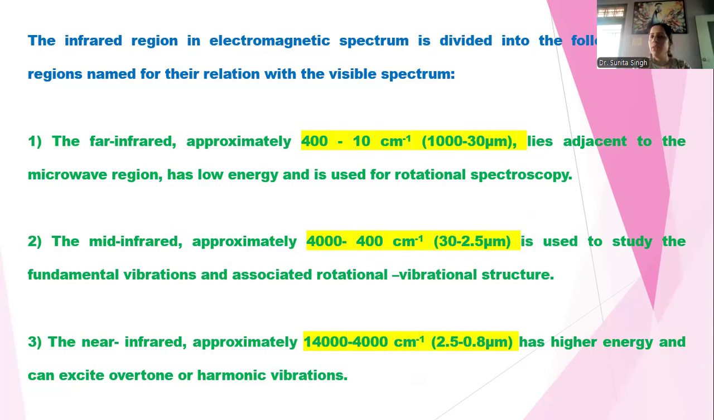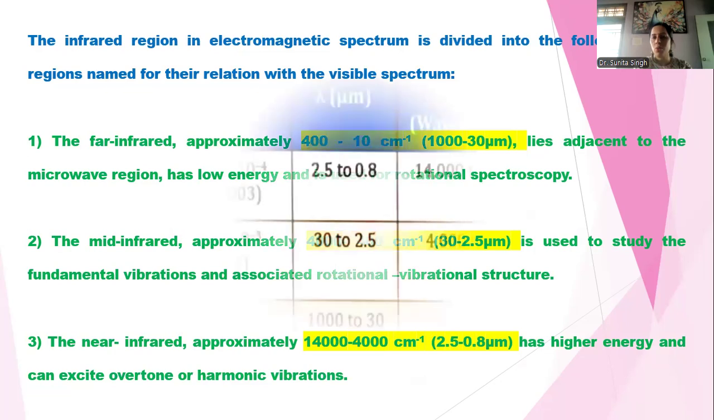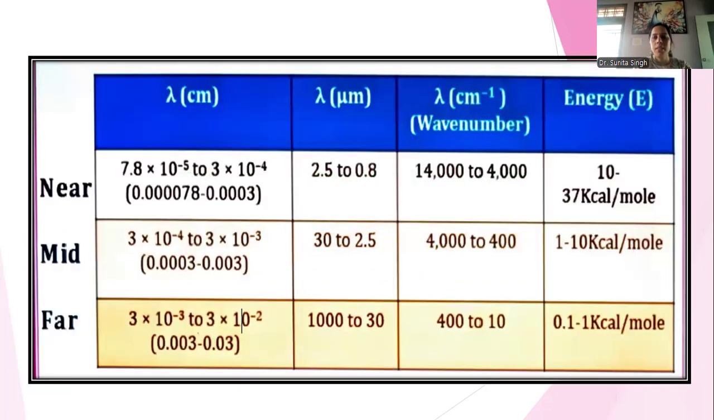Which is used to study the fundamental vibrations and associated rotational vibration structure. The near infrared region has higher energy and can excite overtone and harmonic vibrations. Whereas the far infrared lies adjacent to the microwave region, has low energy, and is used for rotational spectroscopy. This is the wavelength in centimeter, micrometer, and in wave number also, and the energy associated with these regions.